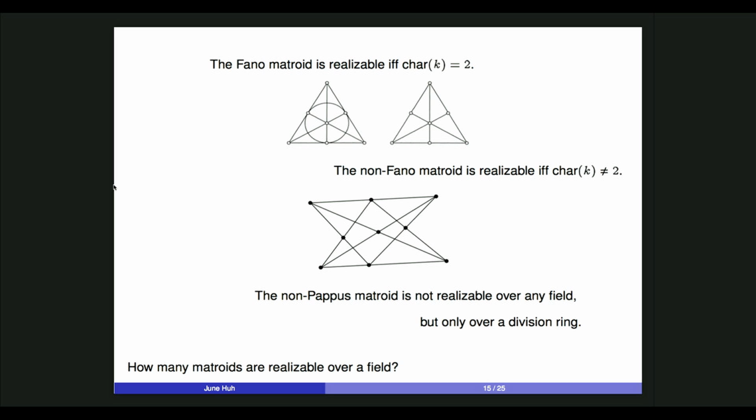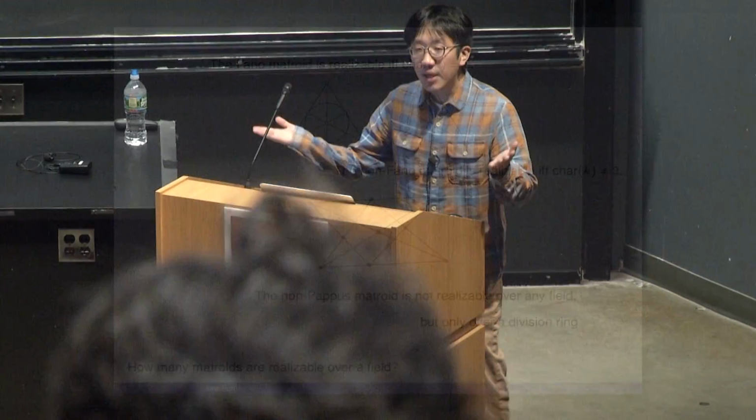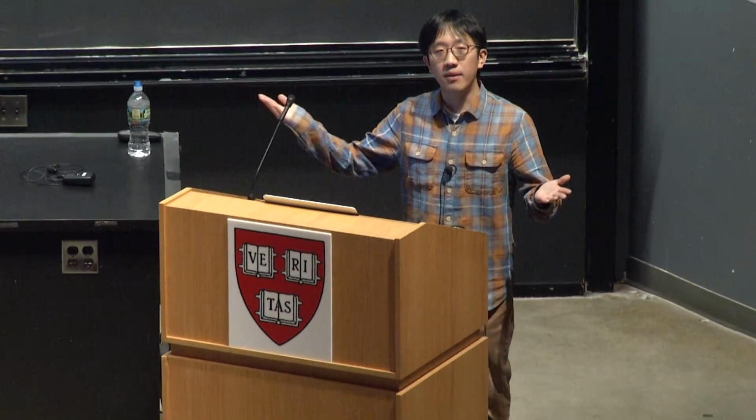And there are some examples like this, the non-Pappus configuration, a hypothetical 9-point configuration in some P^2 that is not realizable over any field. In fact, that particular configuration is realizable in some sense, meaning that it can be constructed from P^2 over a division ring. So some matroids are realizable over some field, others are not.